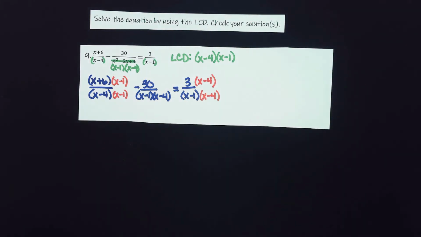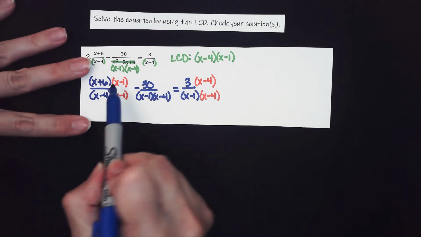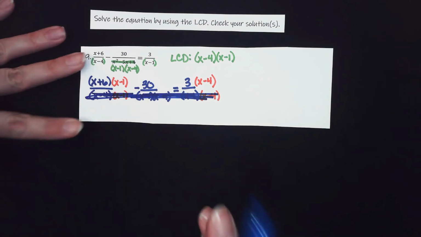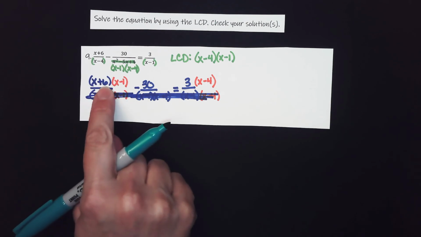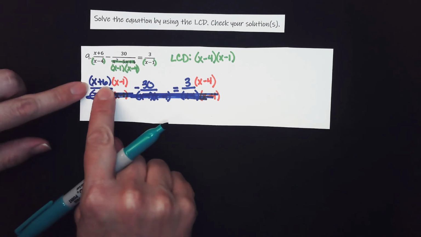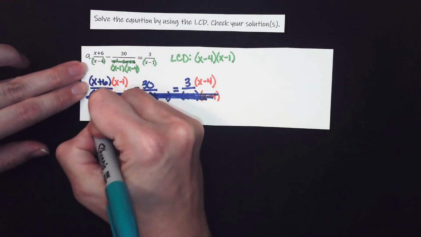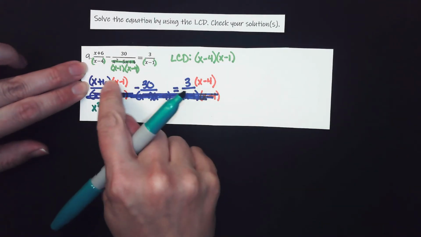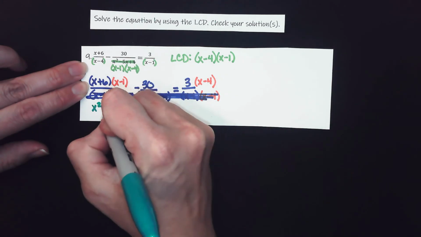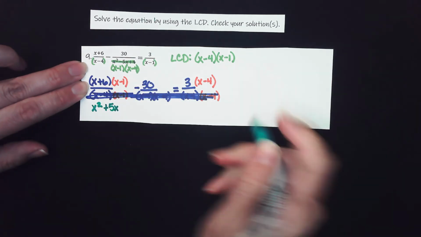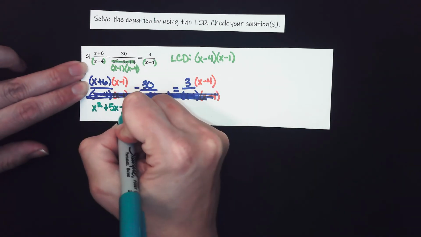Alright, so now all of our denominators are the same. If we multiply everything by that denominator, they cancel out, so we can ignore all of the denominators. Now let's do the math here. We need to multiply x plus 6 times x minus 1. If you need to do a 2 by 2 box to do that, you can. I'm just going to take x times x, I get x squared. I have a 6 times x is 6x. A negative 1 times x is negative x. So add those together and I get a positive 5x. 6 times negative 1 is negative 6.